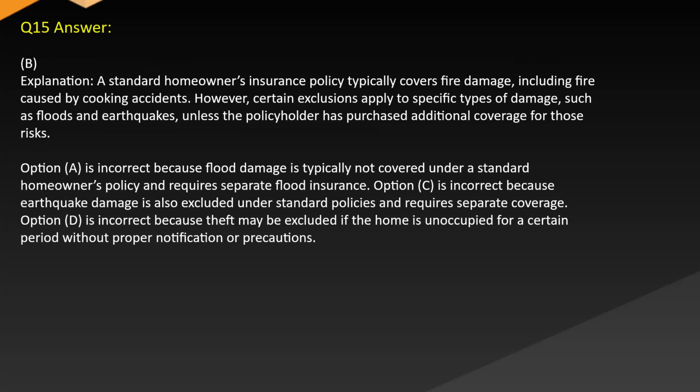Answer B. Explanation. A standard homeowner's insurance policy typically covers fire damage, including fire caused by cooking accidents. However, certain exclusions apply to specific types of damage, such as floods and earthquakes, unless the policyholder has purchased additional coverage for those risks. Option A is incorrect because flood damage is typically not covered under a standard homeowner's policy and requires separate flood insurance. Option C is incorrect because earthquake damage is also excluded under standard policies and requires separate coverage. Option D is incorrect because theft may be excluded if the home is unoccupied for a certain period without proper notification or precautions.